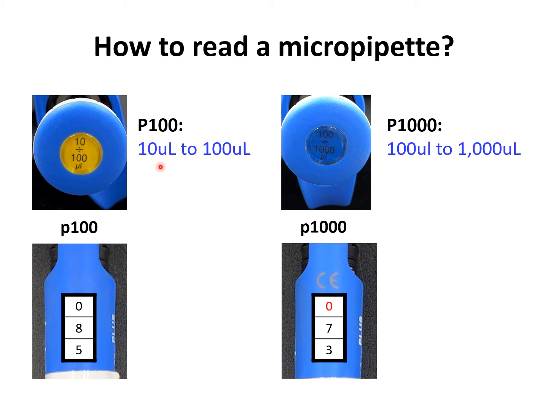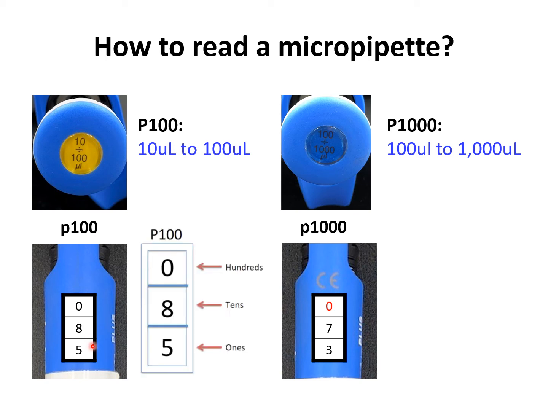So the P100, the minimum amount you can set the P100 to measure is 10 microliters. The maximum that you can set your P100 to measure is 100 microliters. Now, the display window is always going to have 3 boxes. If you are using the P100, that first box is going to represent the hundreds. The second is going to represent the tens. The last box is going to represent the ones.